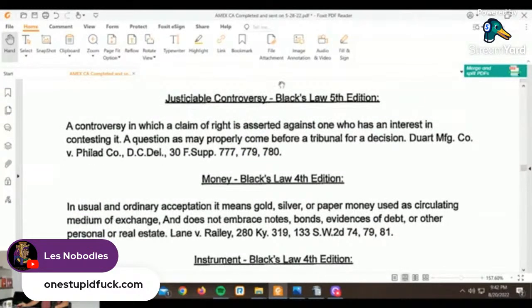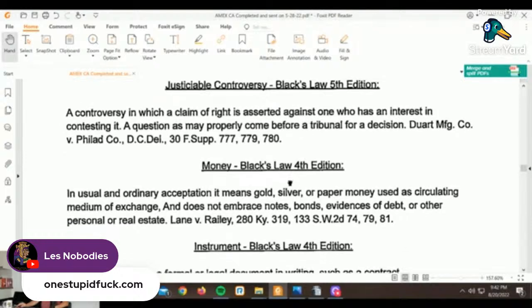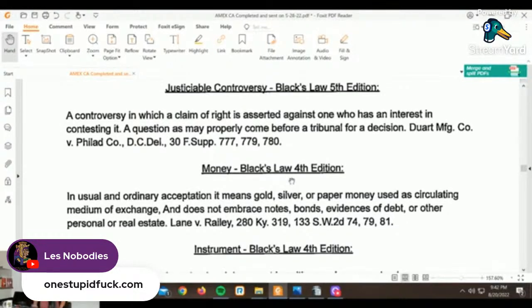Justiciable controversy, which I mentioned at the beginning. This just says it's basically one person asserting something against somebody else, and they are contesting it, and now this can be brought before a court. So I'm not contesting anything. That's why I put there is no justiciable controversy. All I'm doing is just saying, hey, prove a few things to me, and I'd be more than happy to pay this bill. Okay.